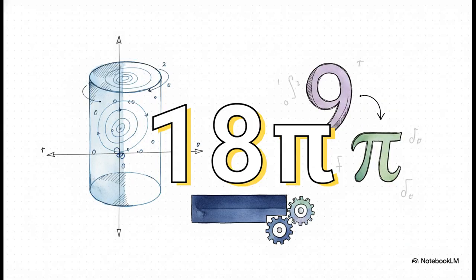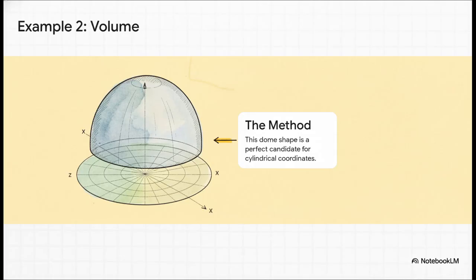And for the final step, we just have to integrate that constant, 9, with respect to theta from 0 to 2 pi. And that gives us our final answer for the mass of the cylinder, 18 pi. Done.